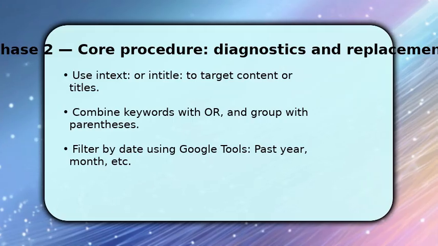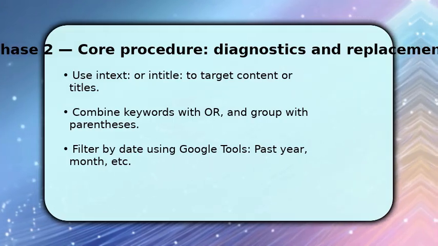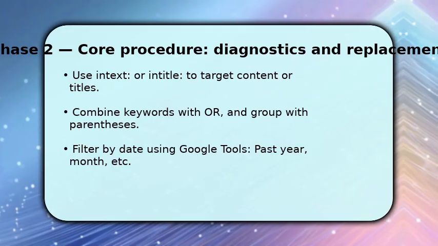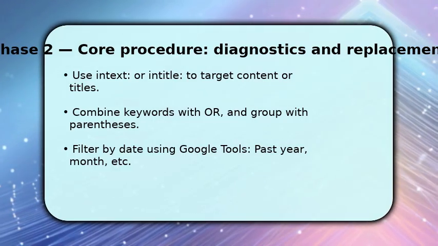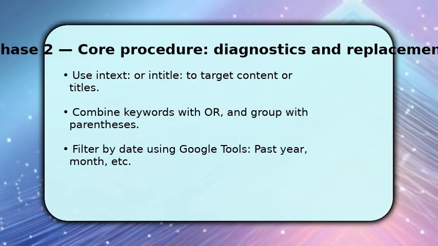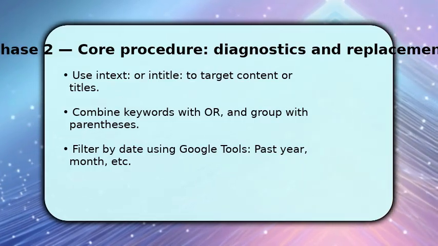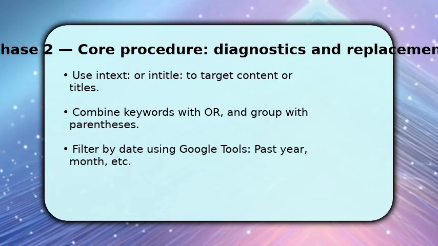Use intitle to force matches in file names or intext to target content inside documents, combine terms with OR and group them with parentheses to control logic. Once you see results, open Google Tools to filter by date range, which helps when files are recent.